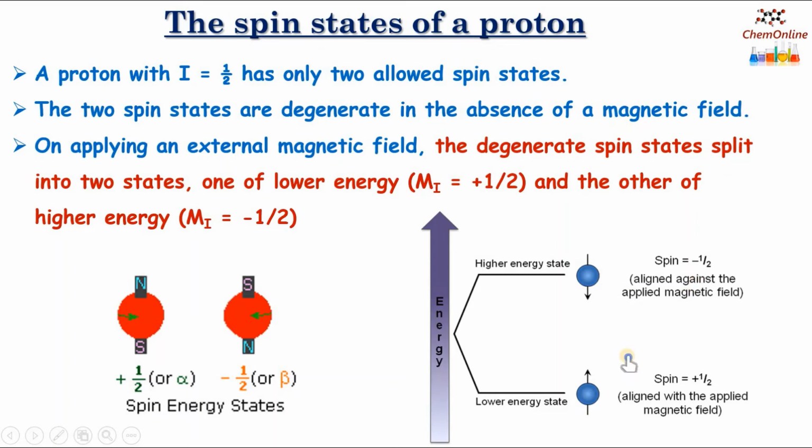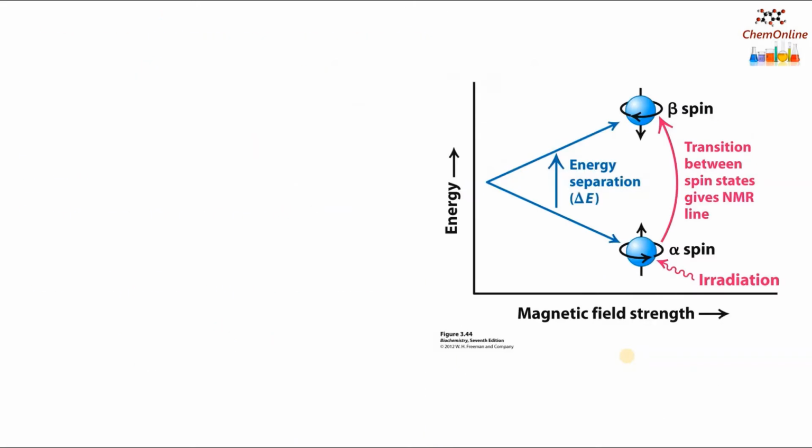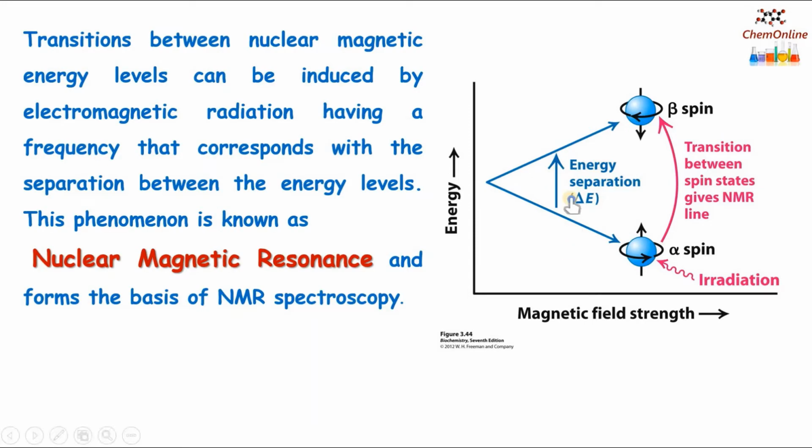So that is, the degenerate spin states split into two states, one of lower energy and the other of higher energy. So that means there occurred an energy separation between the two spin states, which can be represented as delta E. The transitions between these two nuclear magnetic energy levels can be induced by electromagnetic radiation having a frequency that matches with the separation between the energy levels.